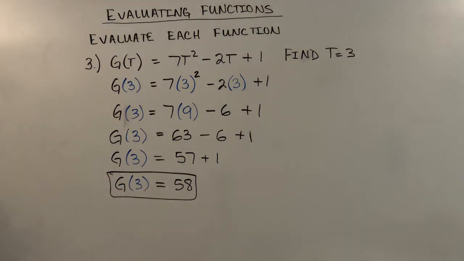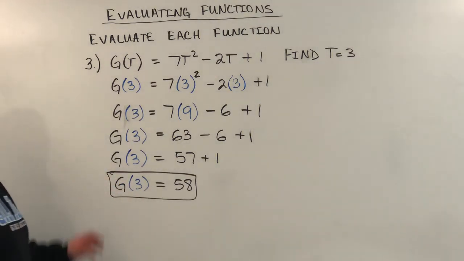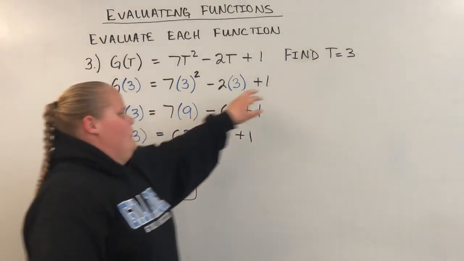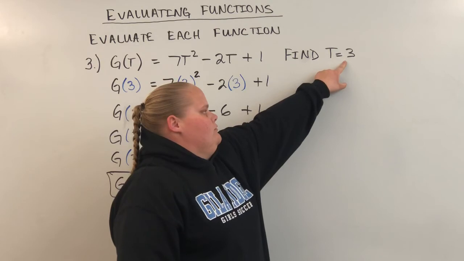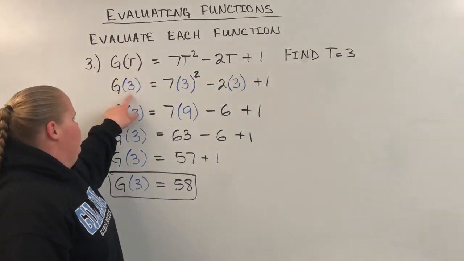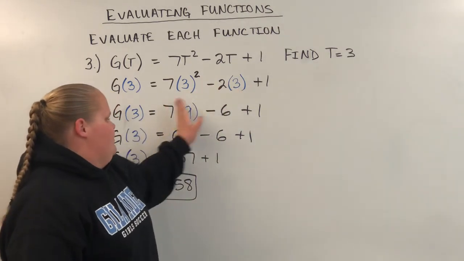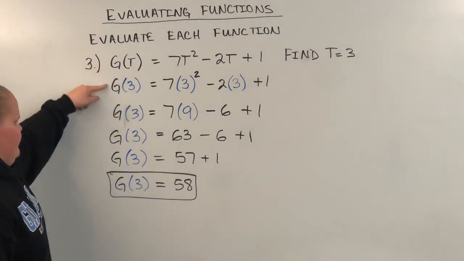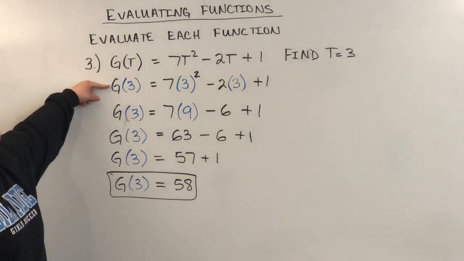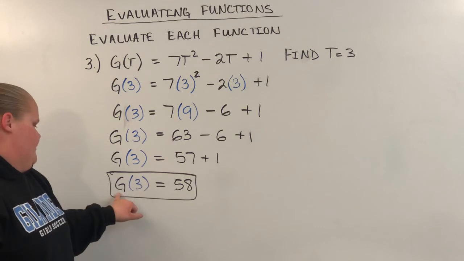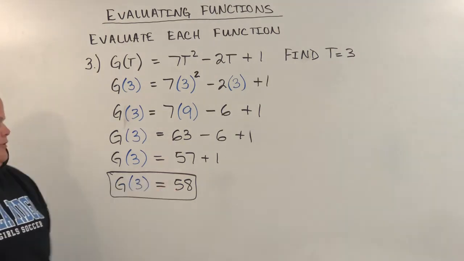Okay, and that is how you evaluate functions. Anytime you're trying to solve this, you're just looking at, okay, what is the variable equal? It equals 3, so every time we saw a t, we plugged in a 3. And then we just simplified the right side all the way down. The left side is going to stay the same once you plug in that number. You're just going to carry that down all the way until you get your final answer, which is here. G of 3 equals 58.